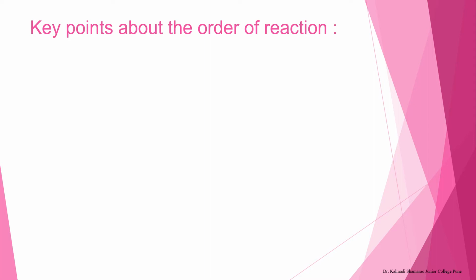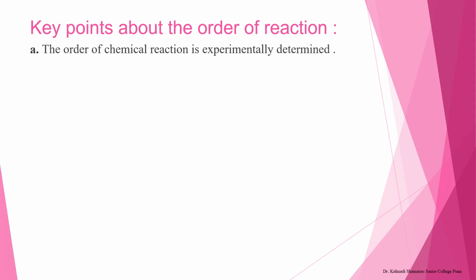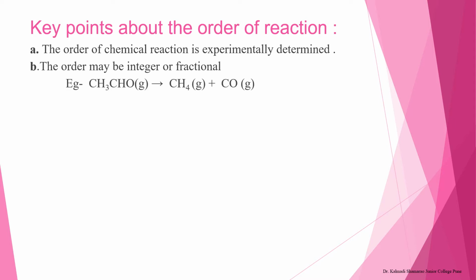Now let us study about the key points of order of the reaction. First, the order of a chemical reaction is experimentally determined. Second, the order may be integral or fractional. For example, CH3CHO gives CH4 plus carbon monoxide. Rate equals k into CH3CHO to the power 3 by 2. Hence, the order of the reaction is fractional, that is 3 by 2.